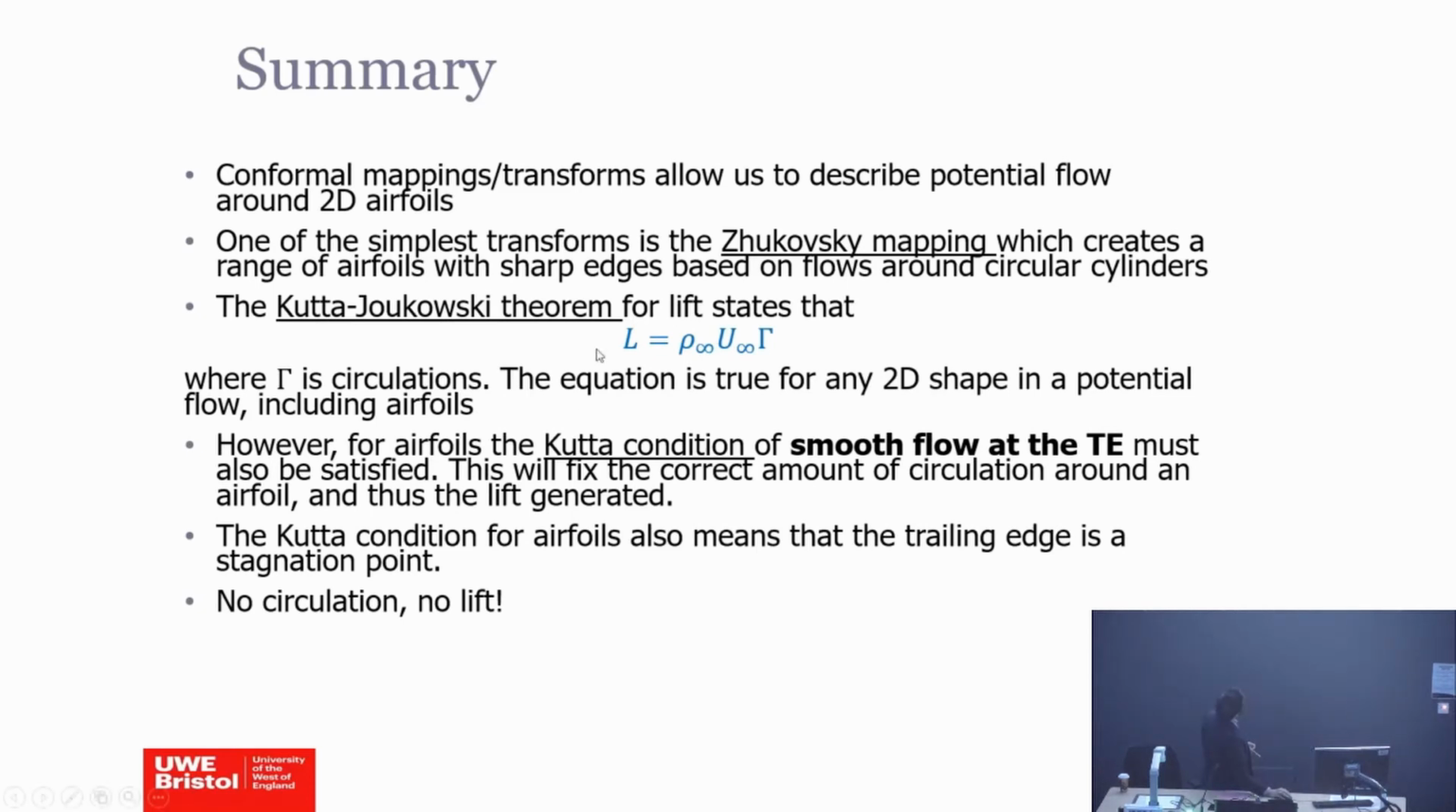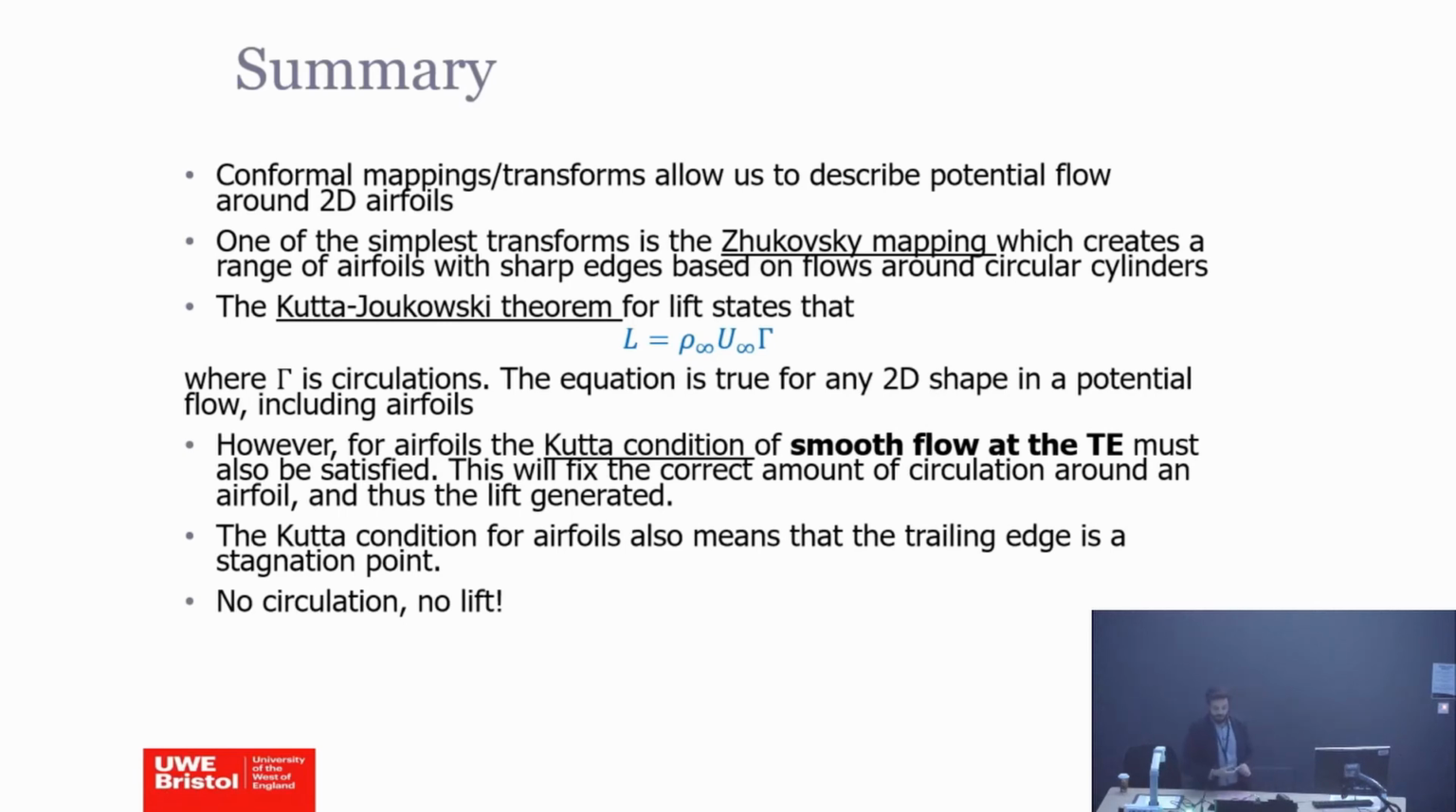The value of that lift for any shape, including airfoils, is given by this equation, where capital gamma is the circulation. So clearly no circulation, no lift. But remember, the drag is always 0 according to potential flow, which obviously is nonsense. So we have to model the boundary layer. And then we said that for given flow conditions, we need to fix the value of circulation so that we have a unique value for lift for given conditions. We know it's only one value. And that's enforced by the Kutta condition.